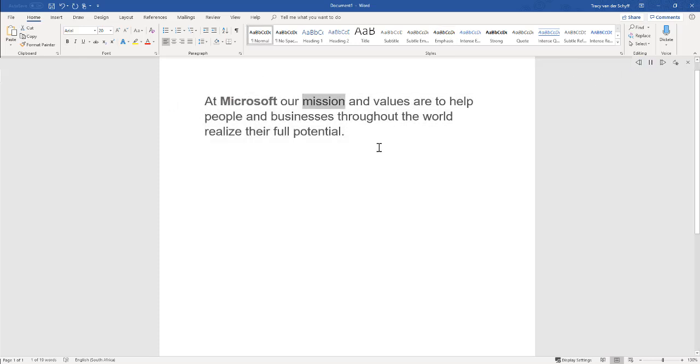At Microsoft, our mission and values are to help people and businesses throughout the world realize their full potential.